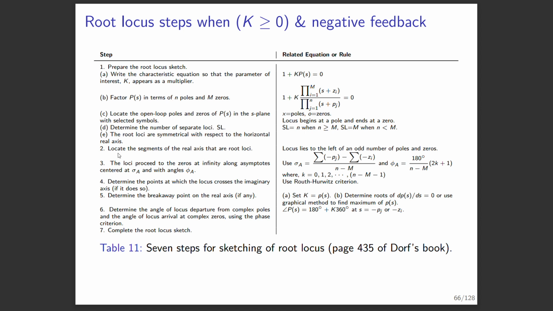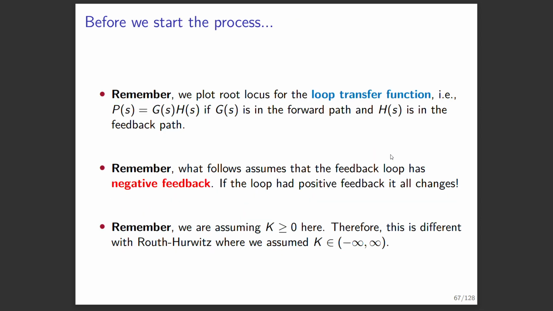Step 2 is to locate the segments of the real axis that are in root loci. How do we do that? The locus is on the left-hand side of an odd number of poles and zeros. Okay, that's a lot of information. Let's see a few examples.